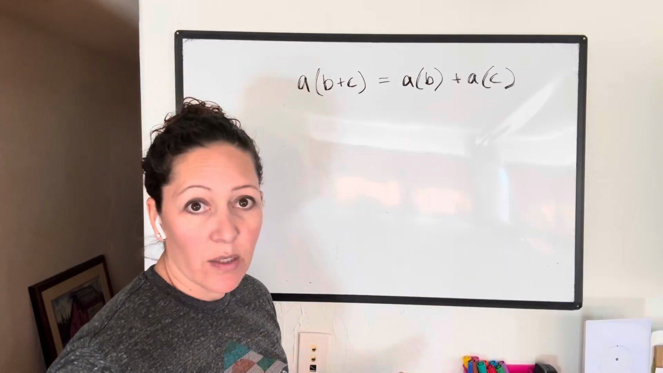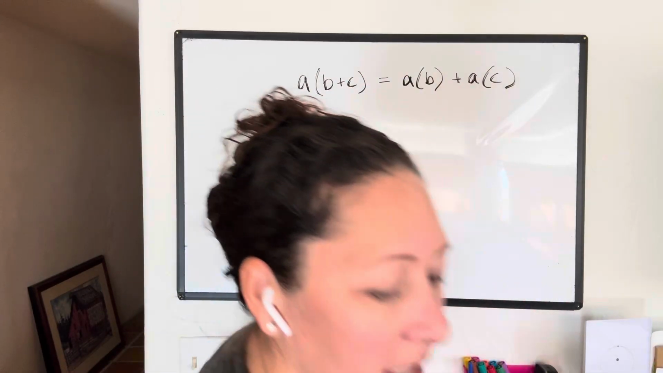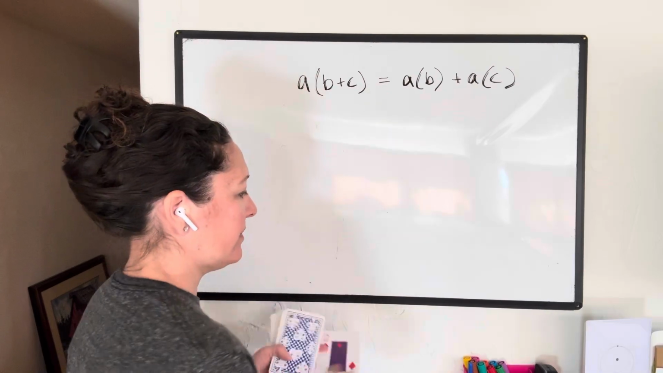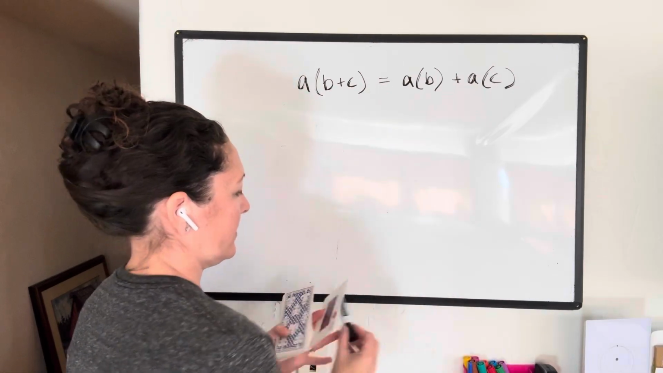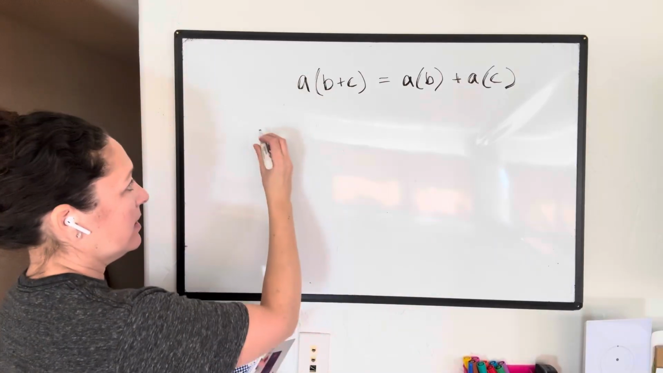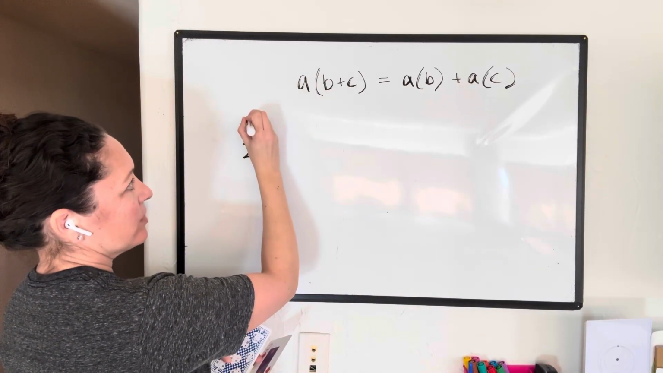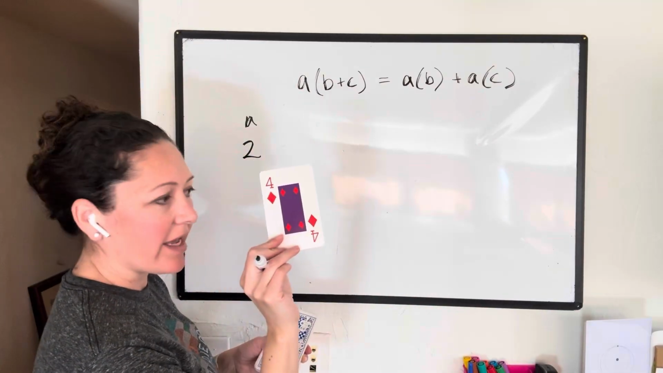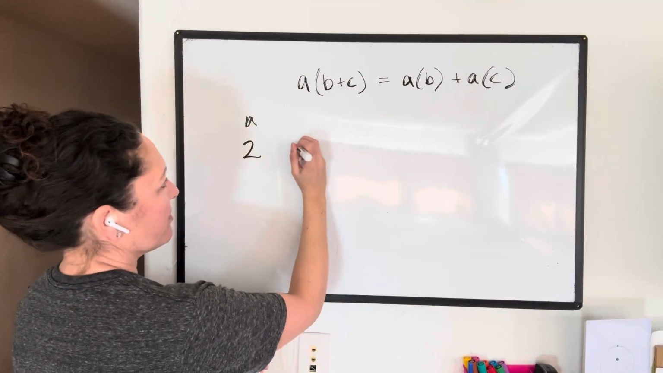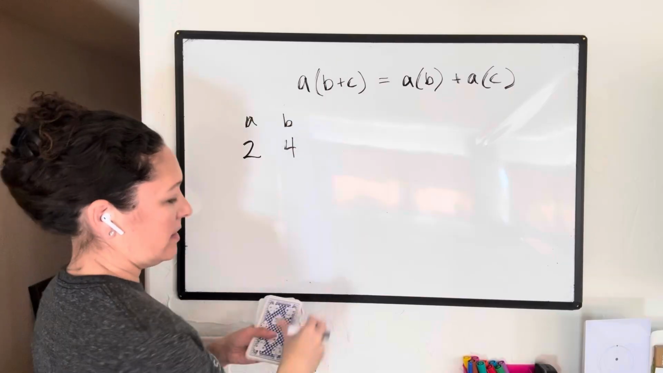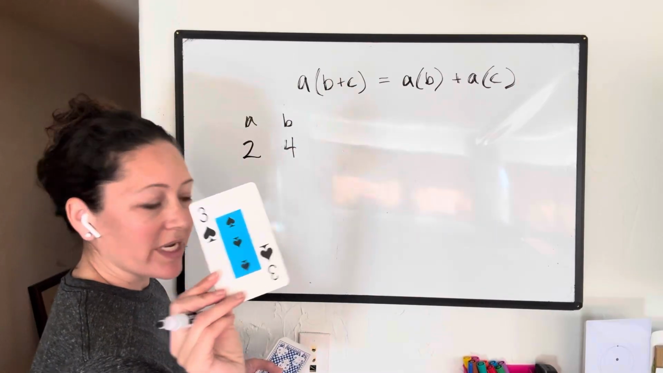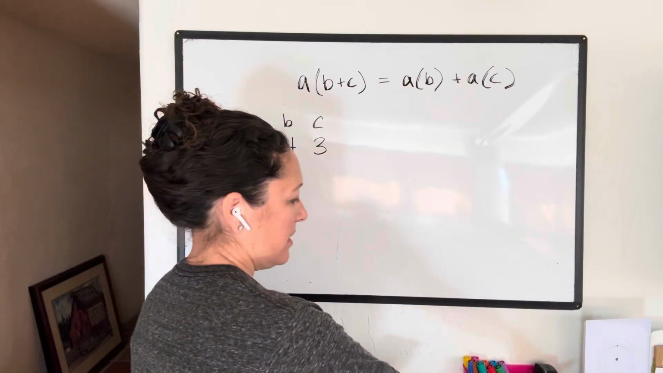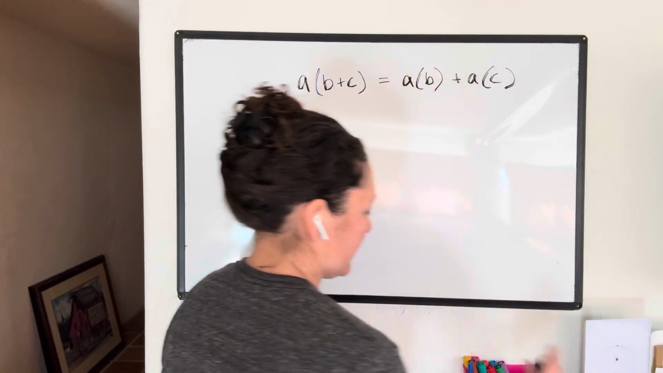And then the next thing we do is flip from a card deck. And so when I flip, I have a 2, which will be my A term. I have a 4, which will be my B term. And I have a 3, which will be my C term. Okay, so I will set that aside.